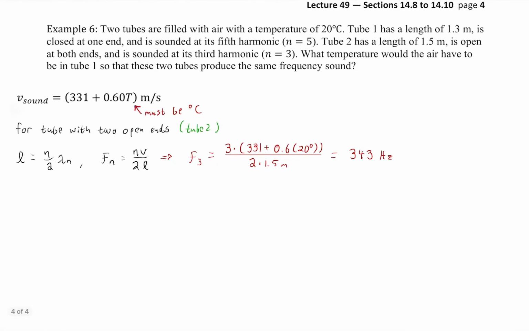Now, the reason I did start with tube 2 is because we're not doing anything with tube 2. We're not manipulating tube 2. The only thing we're manipulating is the temperature in tube 1. So that means we're going to take this value, set it equal to the conditions for tube 1, and make our variable the temperature.